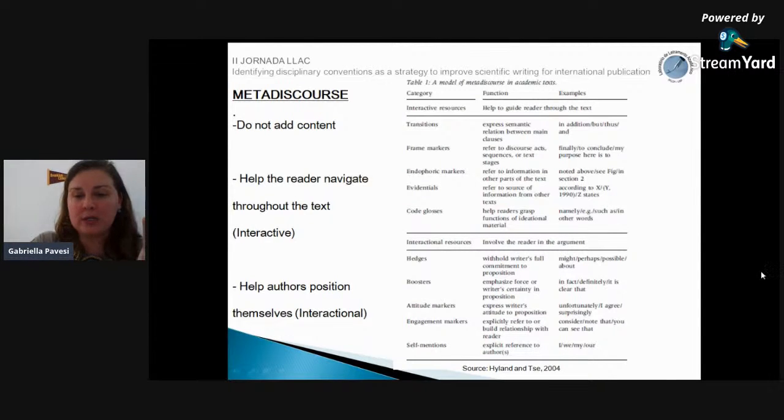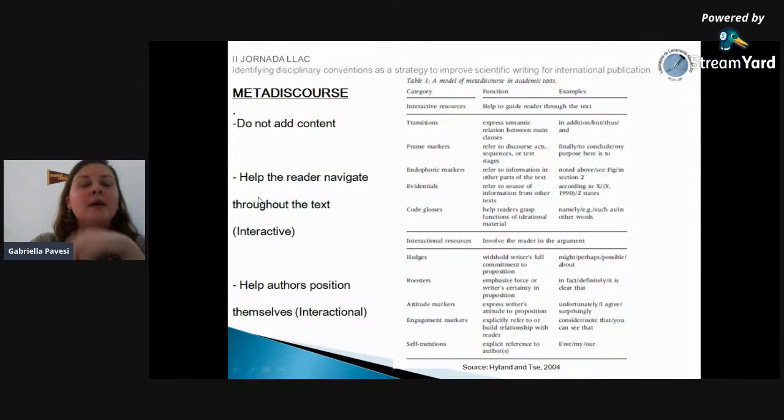So when we go with metadiscourse, this table is from Hyland and Tse. They divide metadiscourse into two different types, two different criteria. Textual elements that help the reader navigate throughout the text, which is the interactive one, and metadiscourse textual elements that help the author position themselves, and also create a relationship with the readers. So we have, for example, focusing here just to pinpoint a few examples, in interactive resources, we have endophoric markers, for example, that refer to information that is on different parts of the text. So I want to refer to a figure, to a table, or I want to refer back to something I already said in a different section or chapter of my text.